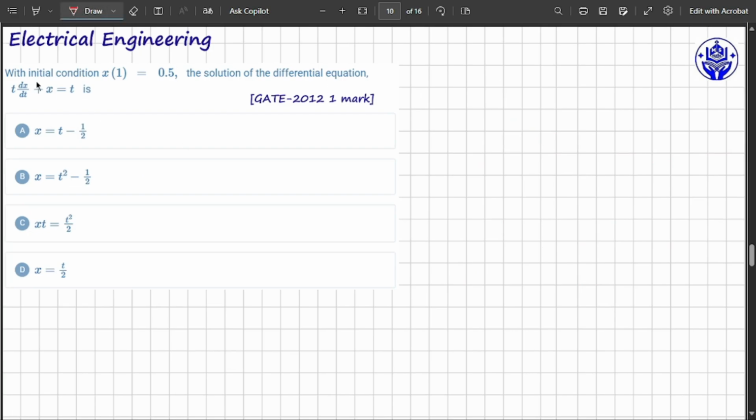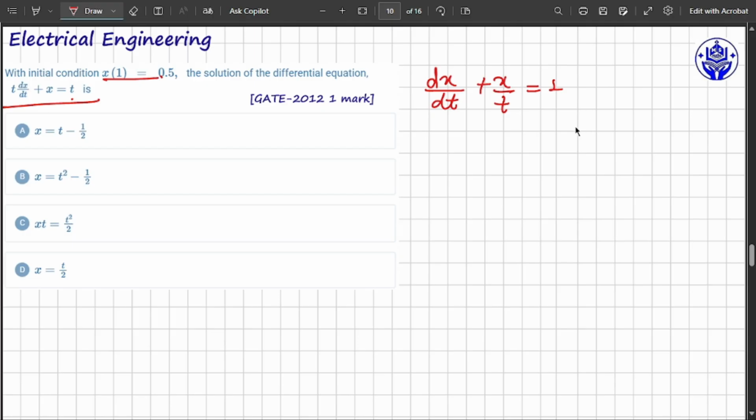Next one. With the initial condition, this is the initial condition, and we have this kind of differential equation. This is nothing but dx over dt, and it is 1 upon x by t, and it is 1. Okay, so minus of x will be there. Sorry. Oh no, there is no minus. Yeah.